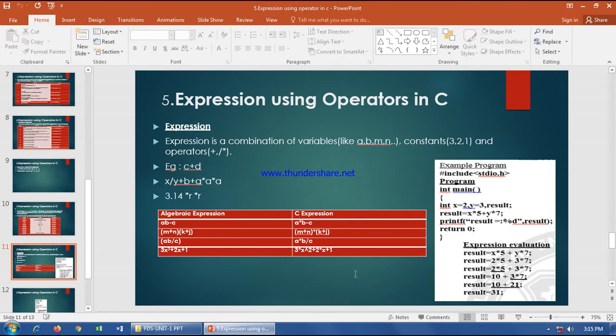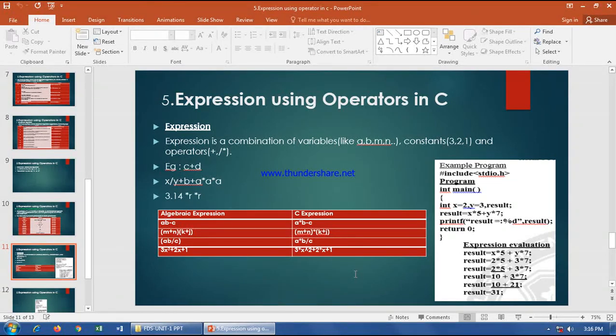Then expression. An expression is a combination of variables like a, b, m, n, constant values like 3, 2 and 1, and operators like plus, slash and multiplication. For example, C plus D. Here C and D are operands, plus is the operator, right? The next example is x divided by y plus b plus q star a, then 3.14 into r into r. So these are the expressions used in a C program.